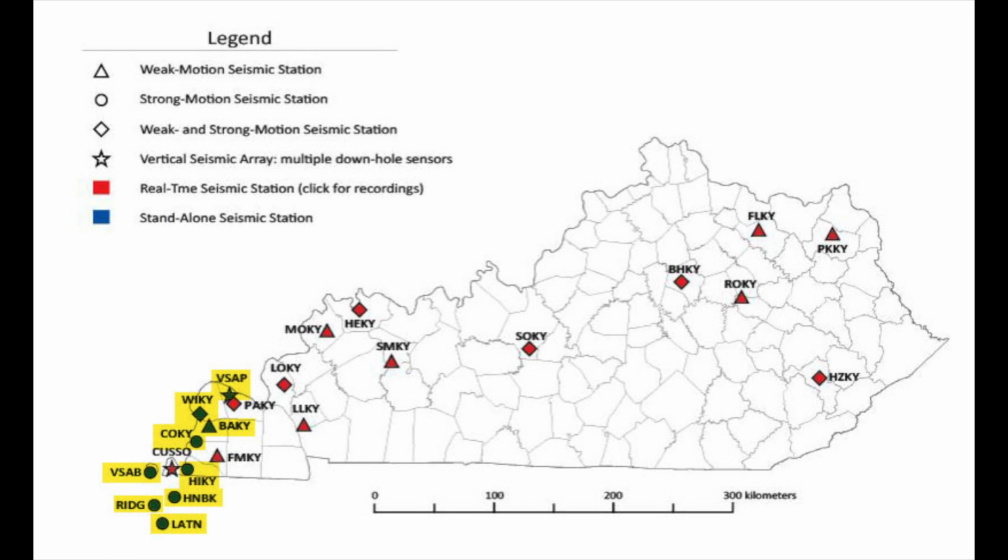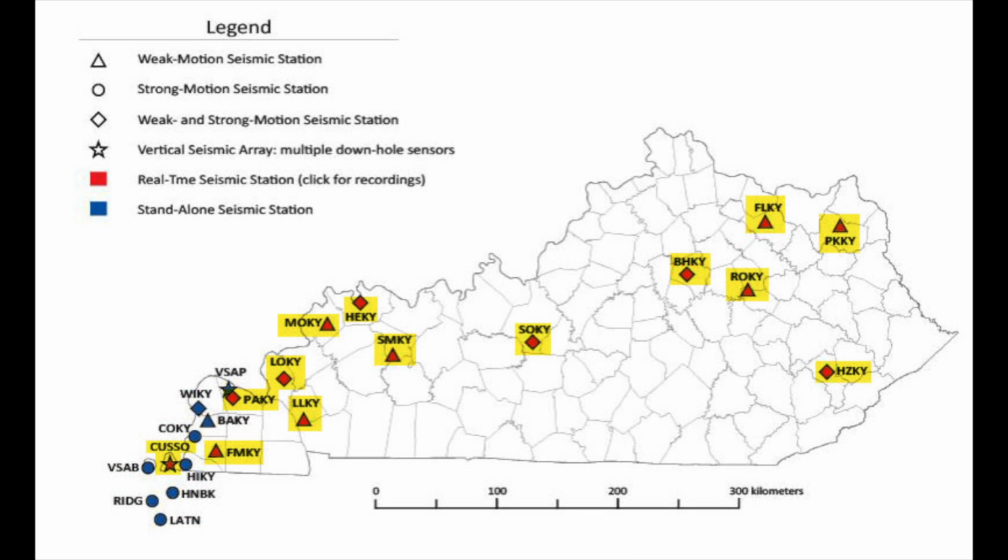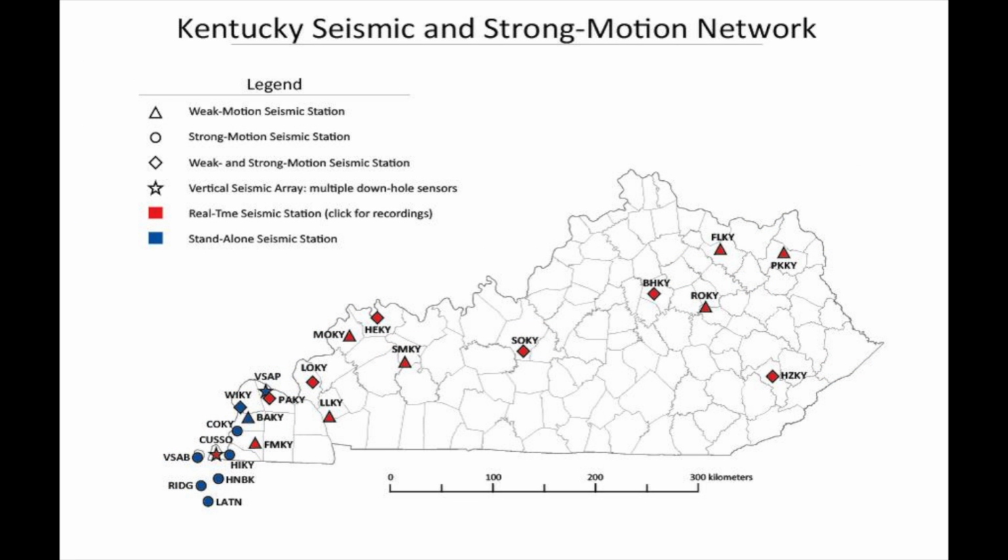There are stations colored blue, which are concentrated in the western edge of the state along the Mississippi River, and stations colored red throughout the state. These stations help monitor the entire state and are concentrated at places of higher activity and are helping us understand the seismicity in those zones.